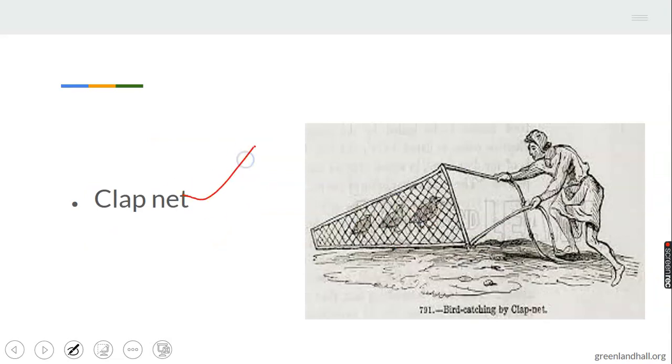Clap net. Clap net is usually operated with hand and suitable for use during dry season. It is mainly used during dry season when the water level is low. As you are seeing this fisherman, he is operating the net with hand, trying to close it. So any fish within this region then will be trapped.